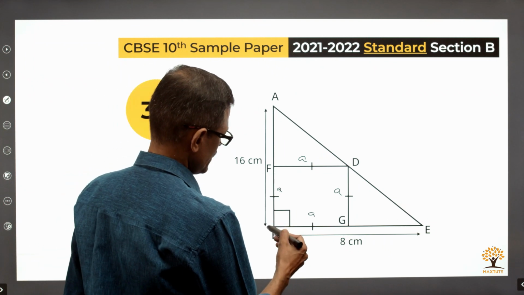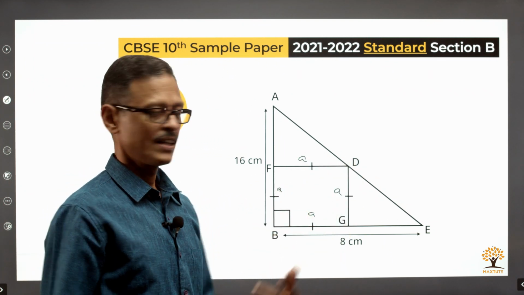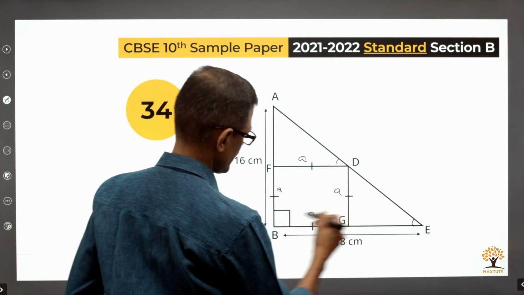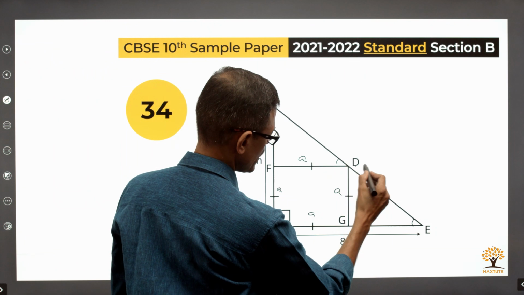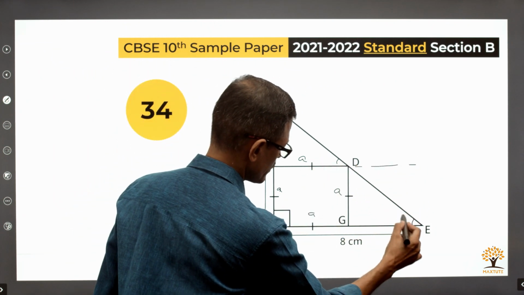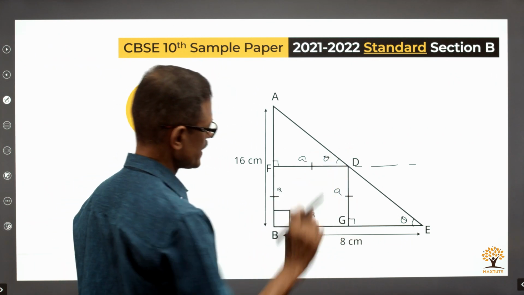Because it's a square, BG and FD will be parallel, because opposite sides of a square are parallel, which will essentially make corresponding angles equal in these two. If we extend this line, these are going to be parallel lines. So, corresponding angles would be equal. So, let us take this to be equal to theta, this to be equal to theta. This is 90 degrees, this is 90 degrees.